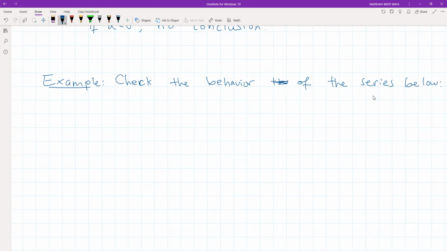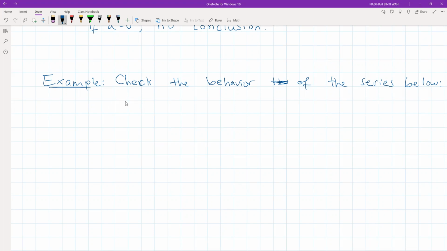And for the series, if the question asks, check the behavior of the series, meaning that there's only two things. Is it going to converge or is it going to diverge? So that's the only behavior that you want to check for series. For sequence, you have some other term, some other explanation.